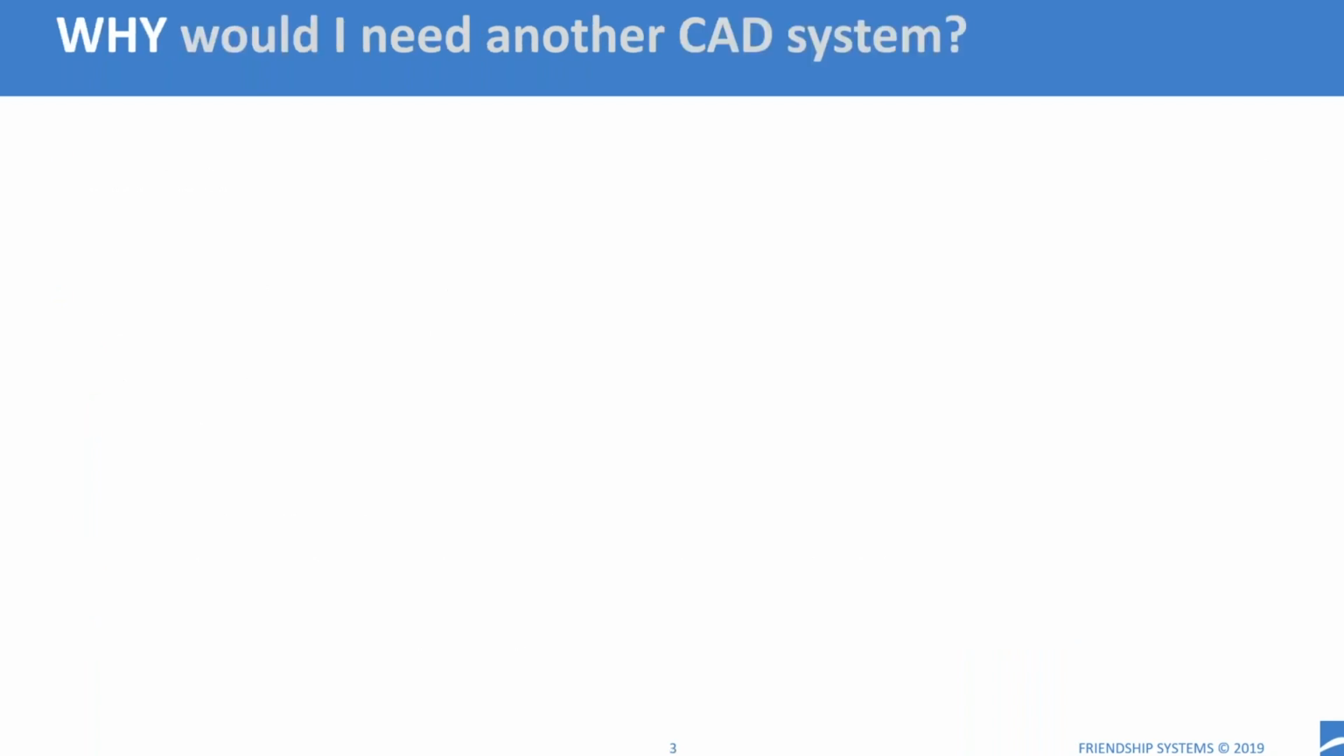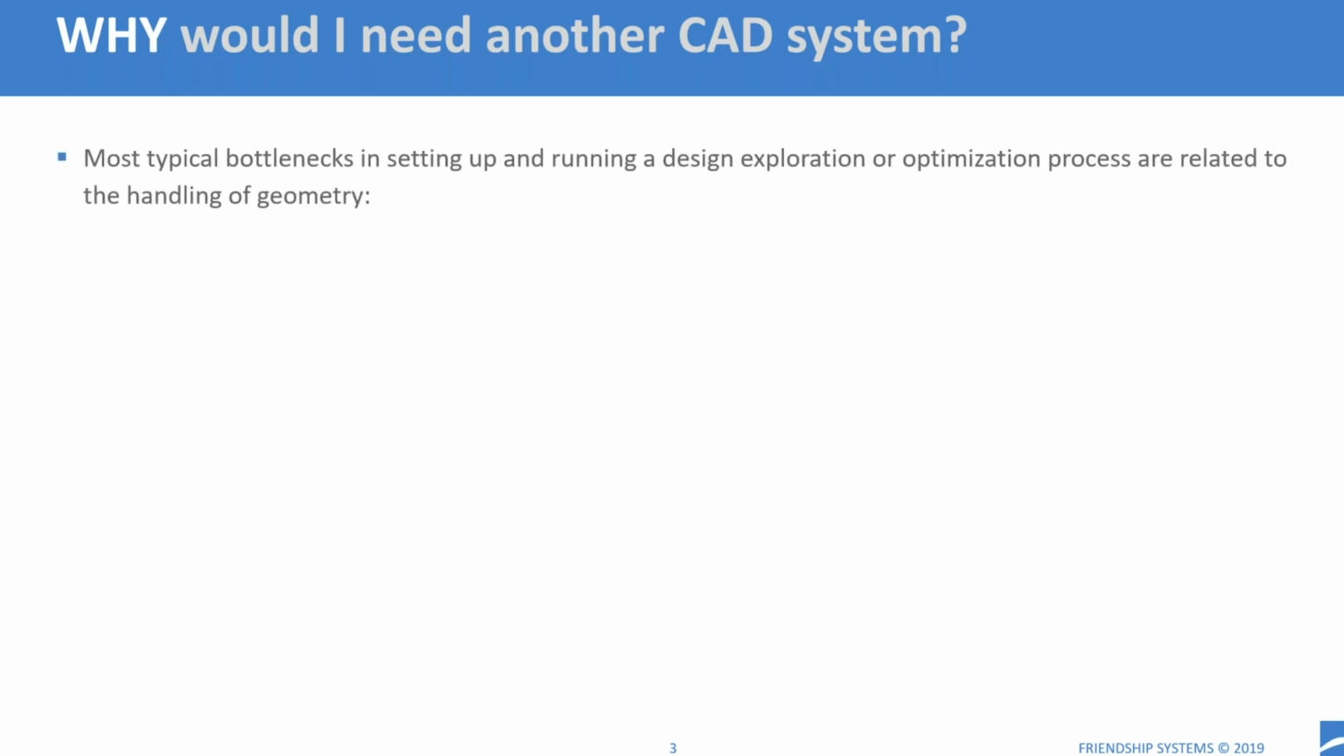So as you just heard, one part of CAESES is a CAD tool. So you might ask yourself the question, why would I need another CAD system? Typically every company has already some kind of CAD system in operation. And due to our experience, the typical bottlenecks that people encounter when they're trying to set up and run such design exploration or optimization process are actually related to how the geometry is handled and how the variation of this geometry is handled.